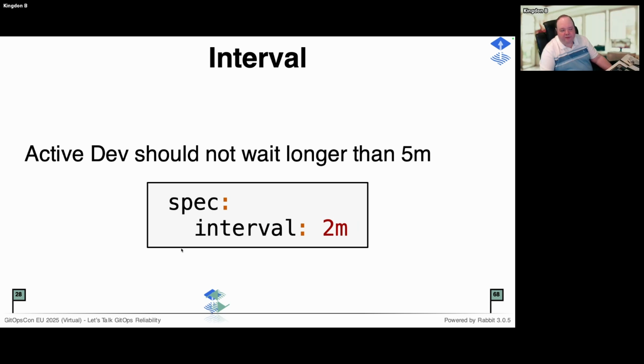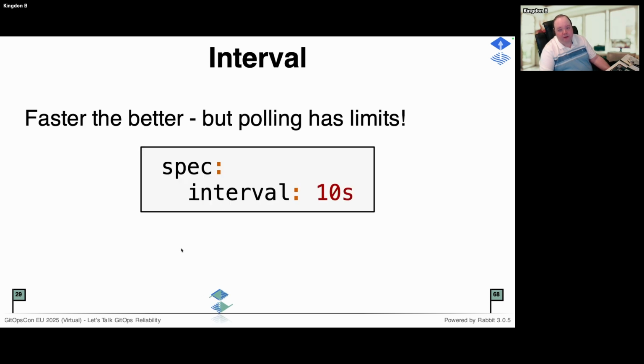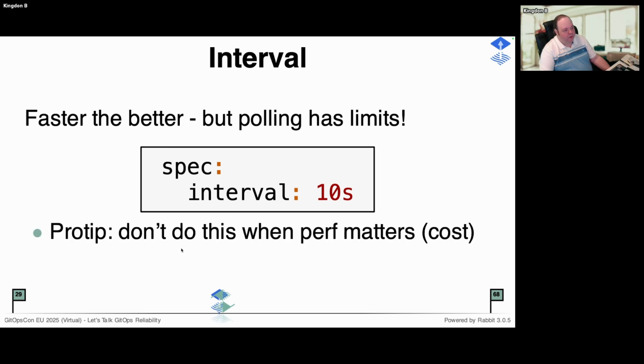But if you're doing active development, that's actually way too long. And I think 10 minutes is too long, and 5 minutes is probably too long. And actually 2 minutes might even be too long, right? But polling has its limits. So how do we get around this? Well, we're not going to set the interval to 10 seconds unless we're doing a live demo and we don't care about performance. We're doing this on our laptop. It's actually absolutely fine to set it to 10 seconds.